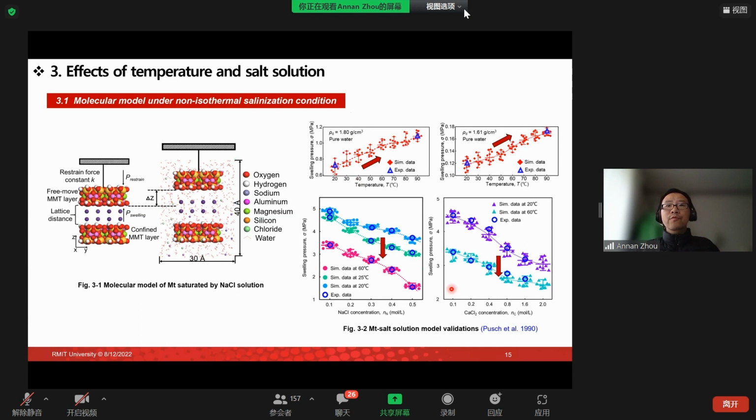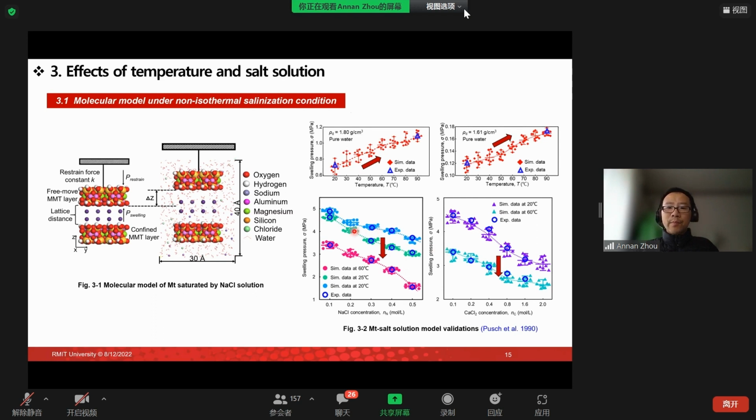The bottom two figures show the calculated and measured swelling pressure of montmorillonite at different temperatures, salt types, and salt concentrations. As we can see, the MD model, the molecular dynamics model, can capture the swelling pressure very well at different temperatures, different soils, different salt types, and different salt concentrations.